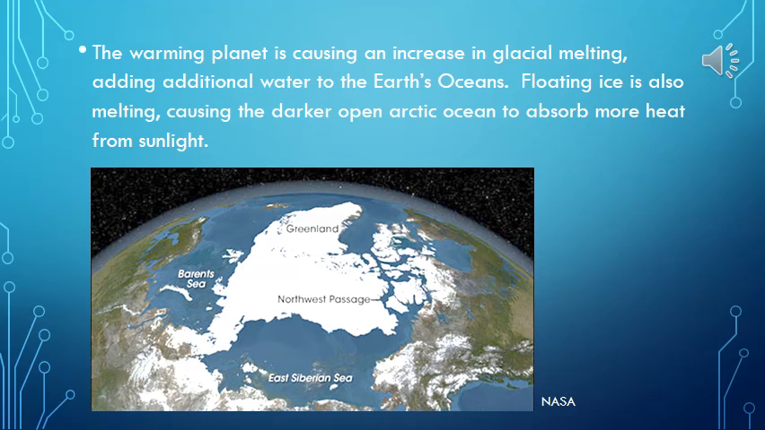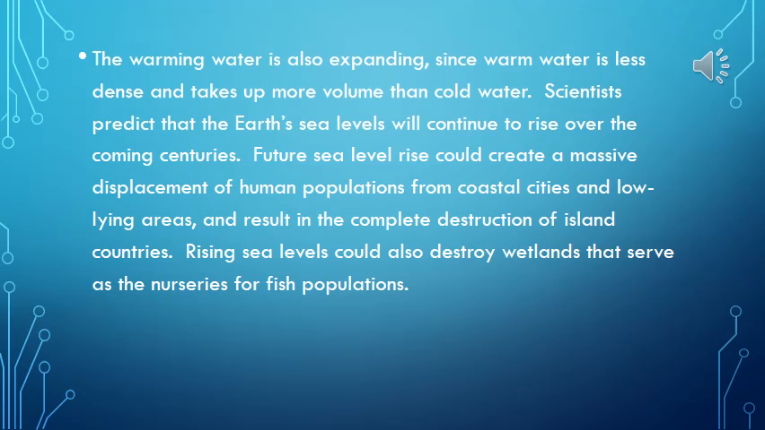Floating ice is also melting, causing the darker, open Arctic Ocean to absorb more heat from sunlight. The warming water is also expanding since warm water is less dense and takes up more volume than cold water. Scientists predict that the Earth's sea levels will continue to rise over the coming centuries.